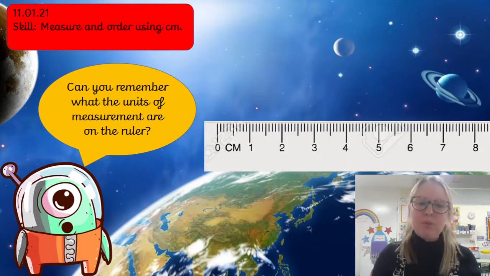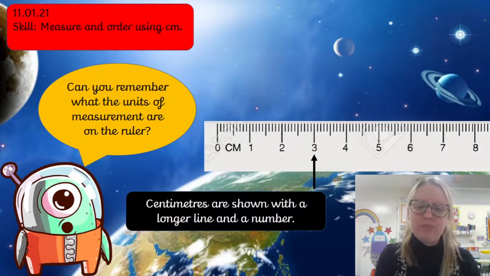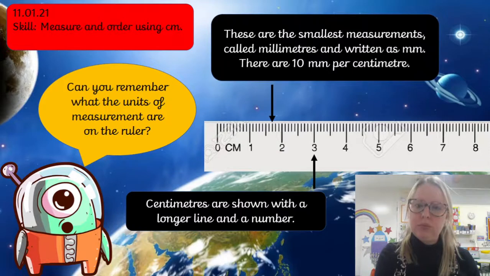So can you remember what the units of measurement are on the ruler? So centimetres are shown with a longer line and a number. And the arrow is pointing to it just there. So these are the smallest measurements on the ruler and they're called millimetres and written as mm. There are 10 millimetres for every centimetre.